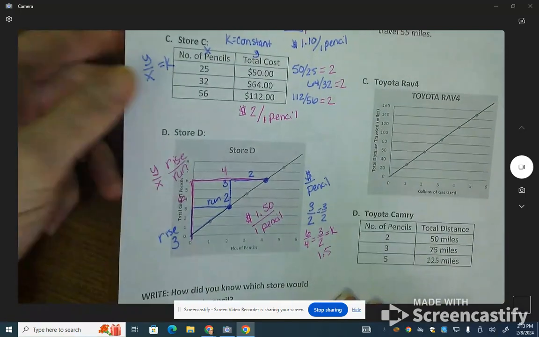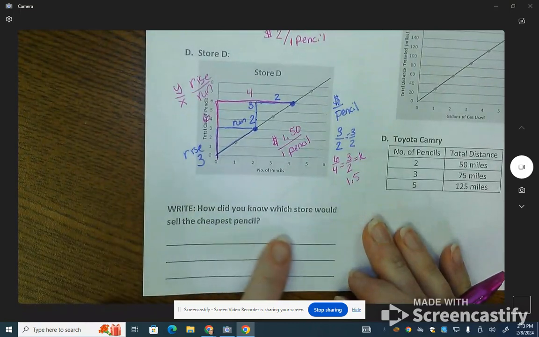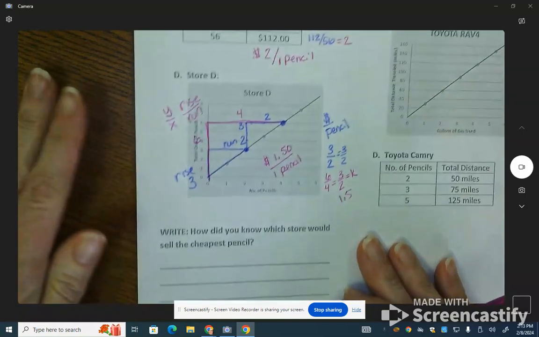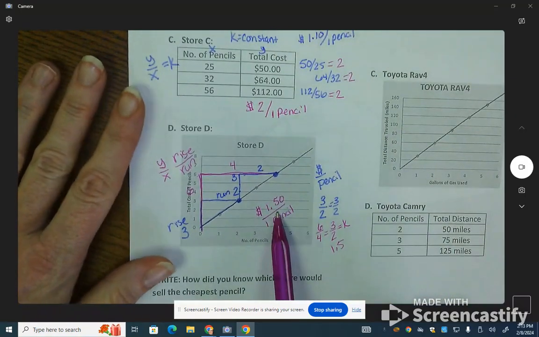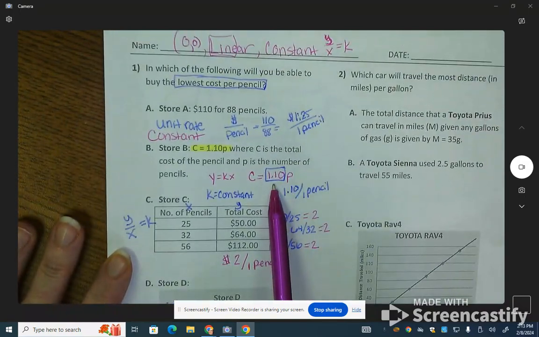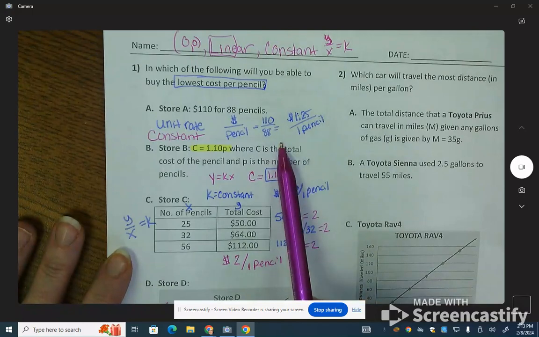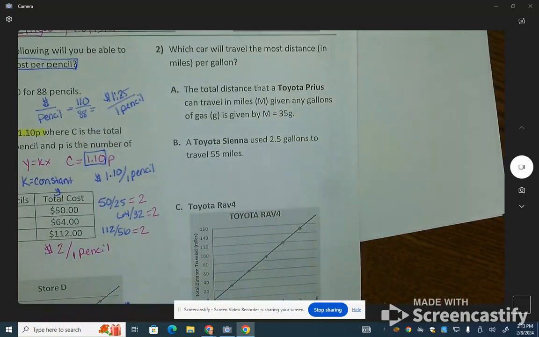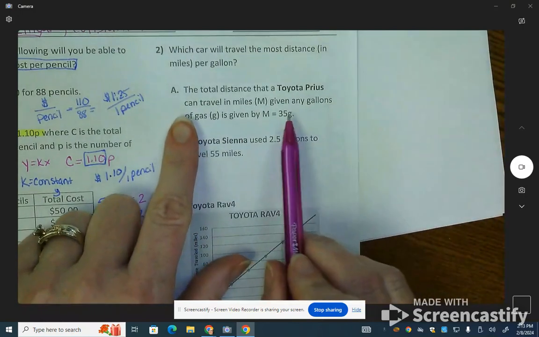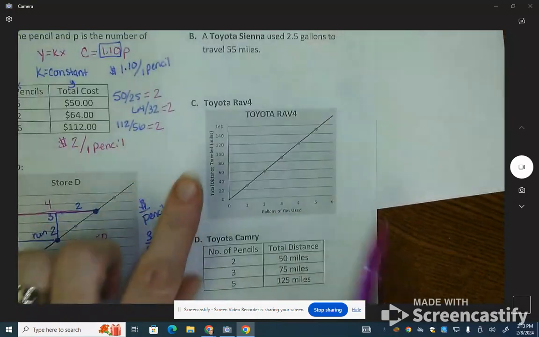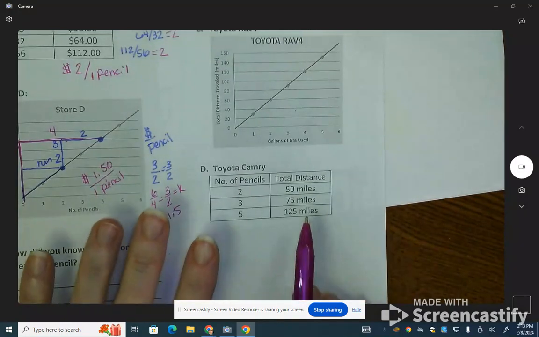So now at the bottom, your job is to tell me, how did you know which store would sell the cheapest? So I need you to compare all of your constants and identify if it's store D, $1.50, store C, $2, store B in the equation, $1.10, or store A, $1.25, the unit rate for the pencil. Okay? Then when you're done, your job is to do this side, and you are going to do the same thing. We have a story problem. I have a unit rate. We have a graph, and we have a table.